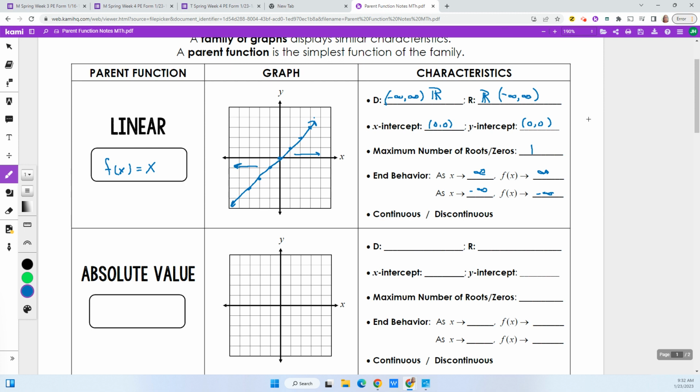Now this continuous, discontinuous, this is really easy. If your graph is broken in any spot, it's going to be discontinuous. But in this case, our graph doesn't break. It goes on forever and ever. And so this would be a continuous function. And that's literally all there is to it. We did some discontinuous with the piecewise when we were first doing those piecewise functions, but linear will always be continuous. It's always going to be a straight line.